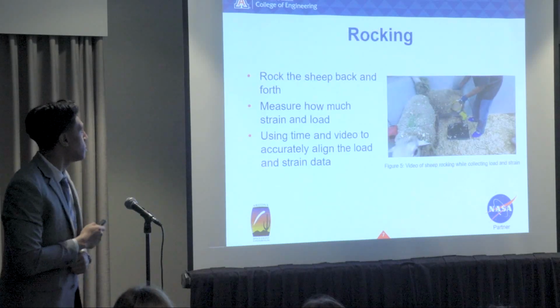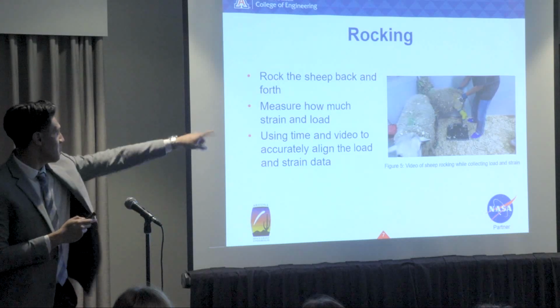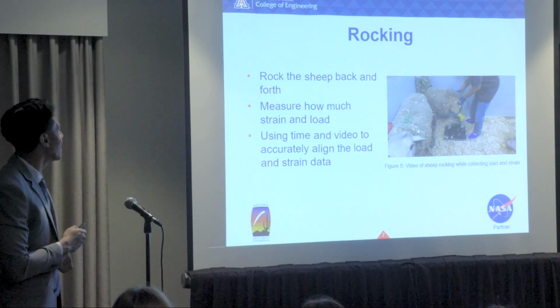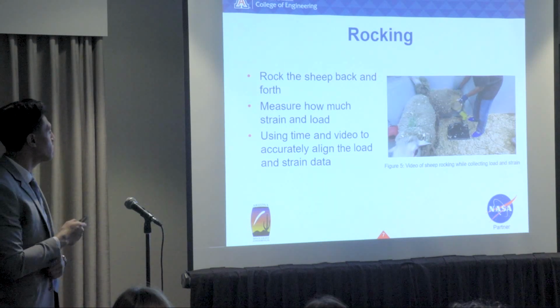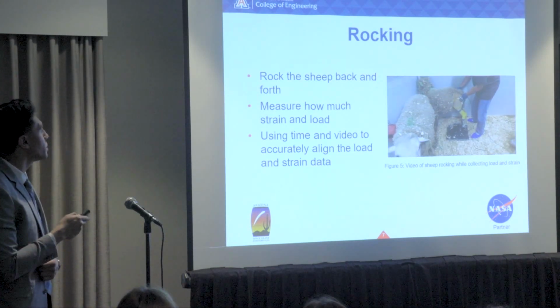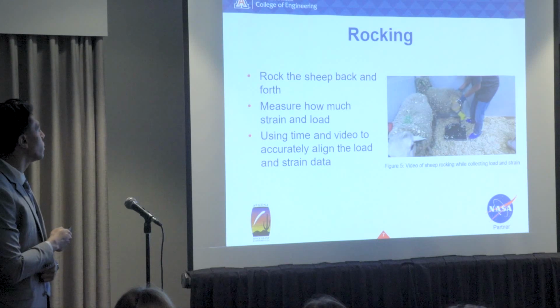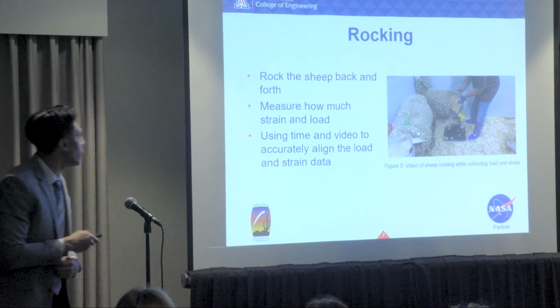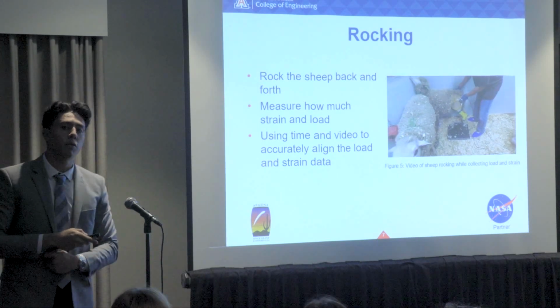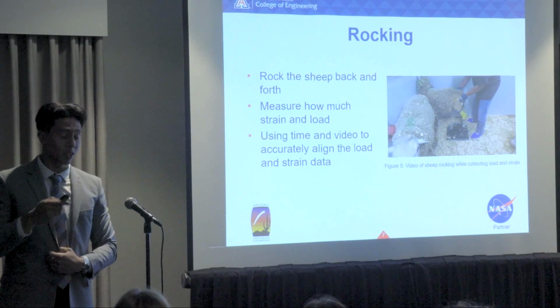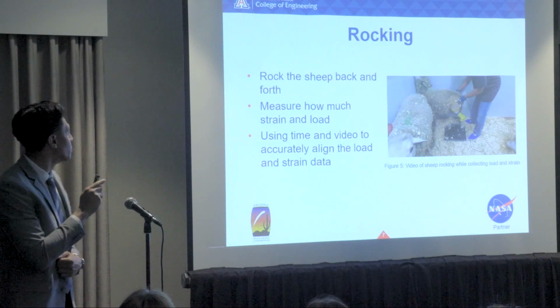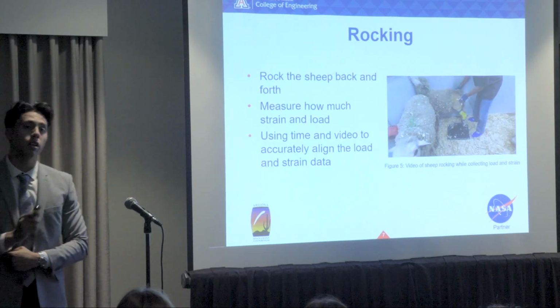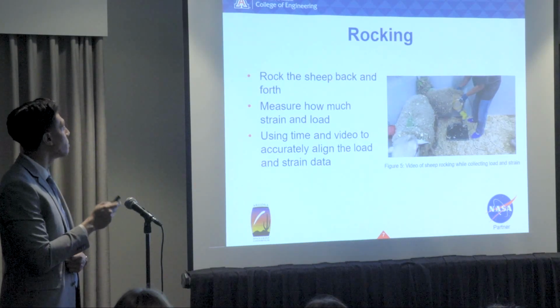Next is the rocking data. So that is actually me over there doing the rocking, and we rock the sheep back and forth on a force sensor, and we simultaneously collect the strain data and load data, and we then use that data in order to gain the stress of the sheep. And yes, so that's how we collect the strain and load data using the rocking data.